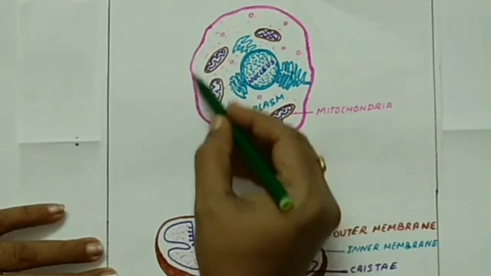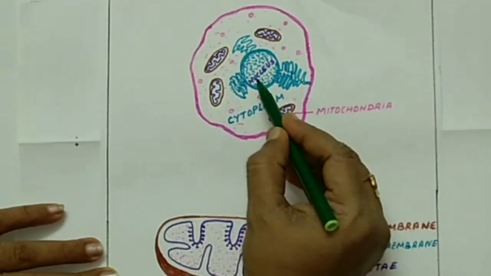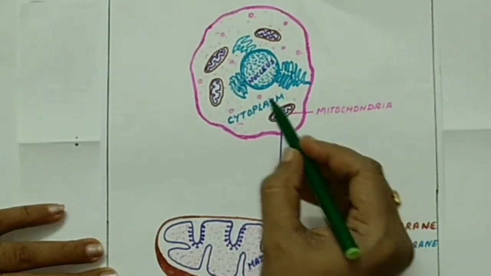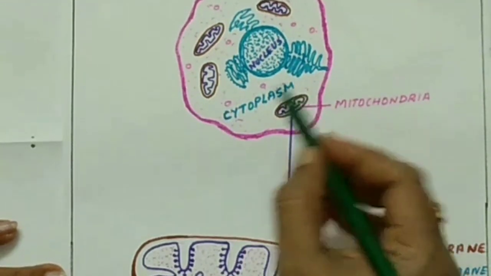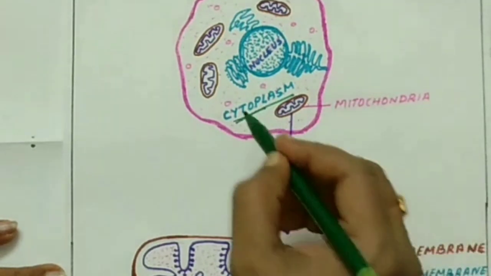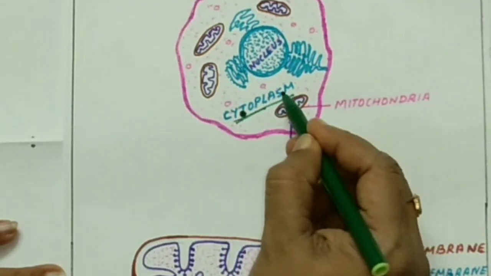So here is a cell, you can see it is an animal cell and the nucleus is there. Many cell organelles are there, and you can see mitochondria in the cytoplasm. So what takes place here in the cytoplasm? Glycolysis takes place and the glucose is broken down into pyruvate.